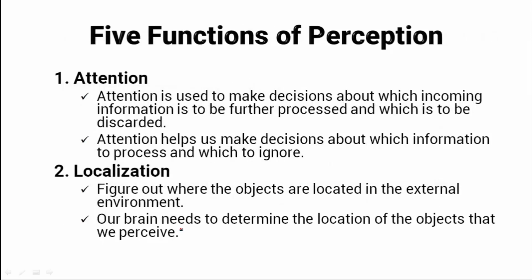In psychology, we have 5 functions of perception that help us understand how our brains make sense of the world around us. Now, what we are going to do in this lecture is focus on these 5 functions of perception. So to make it simple, let's think of it as a 5-step process that our brain goes through when we perceive something. The first step in this process is called attention.